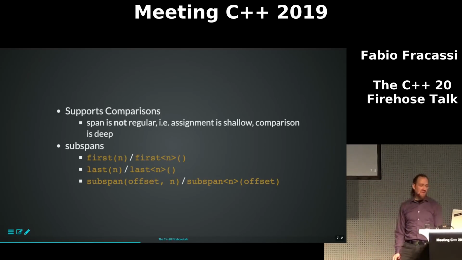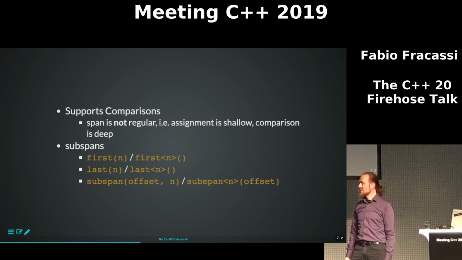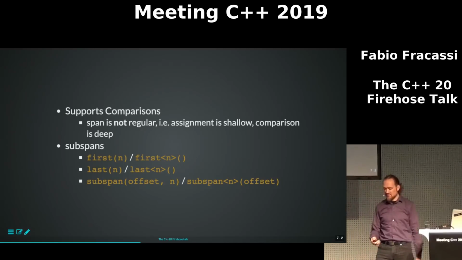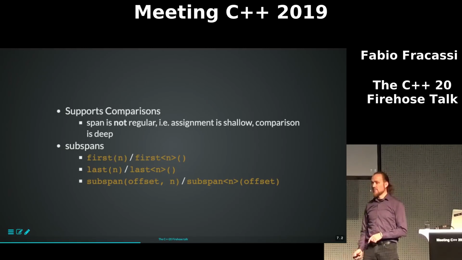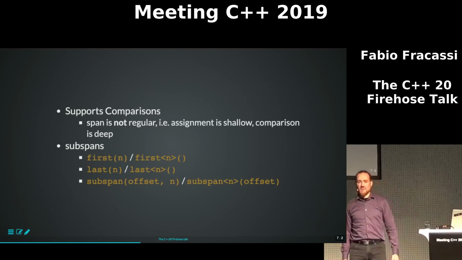Span is a bit curious as far as types goes, but that comes with it being a reference kind of type. It's not a regular type. If you assign a span to another span, you get a shallow copy. Comparison, however, is deep, so it really looks at the elements in there like string view does. Which is strange because span is allowed to modify the elements. It's not always const like string view, but it's useful in that way. And there's an easy way to get subspans, and this thing helps a lot with parsing things or something like that.